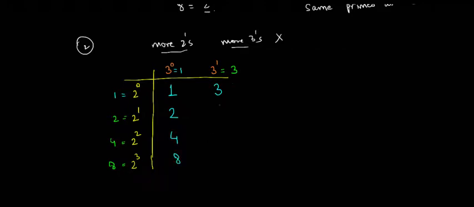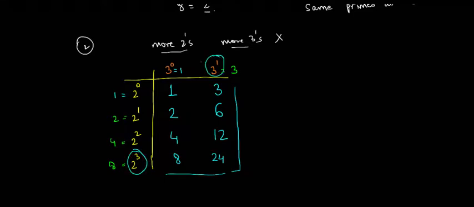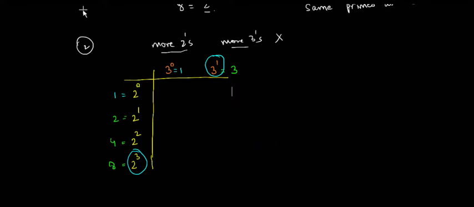2 times 3 is 6. 4 times 3 is 12. And finally, 8 times 3 is 24. And these are all the factors of 24. And none of them have more than 3 2's or more than 1 3. But let's delete these cells from the table, because we don't really need these factors. All we need is the total number of them.